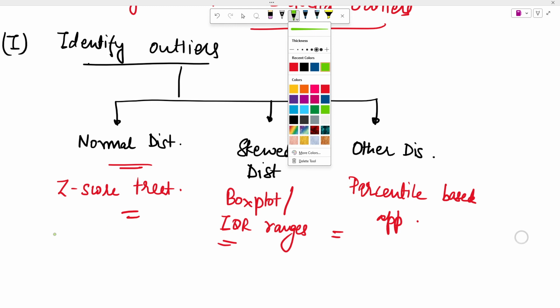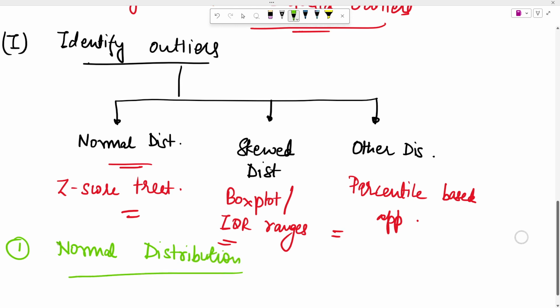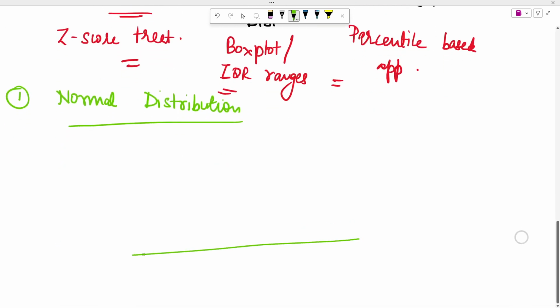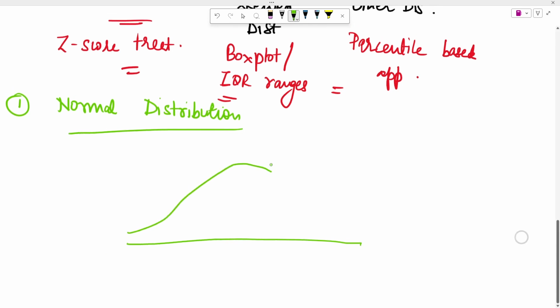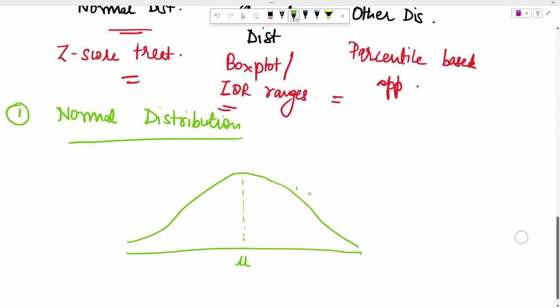So in z-score and normal distribution, we know a normal distribution looks like this, something like a bell curve, right? Where you have a mean, you have one standard deviation, two standard deviations, and three standard deviations. Similarly, on the other side, you have one, two, and three standard deviations.